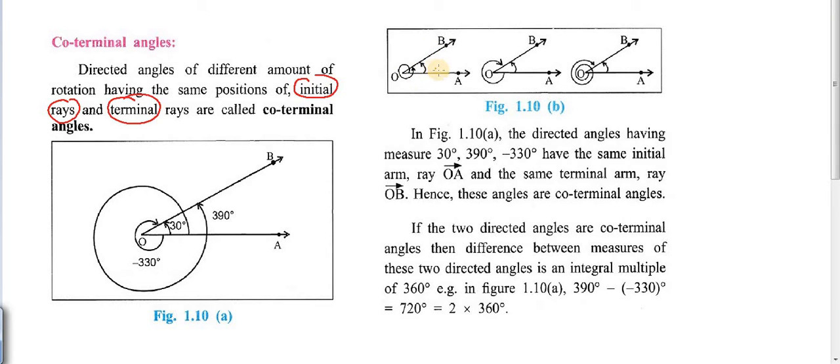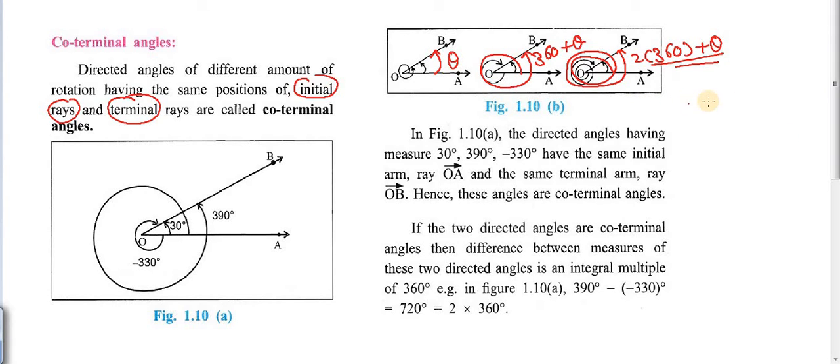Now to obtain angle AOB, there is a rotation from OA to OB, say the angle is theta. Now the same can be achieved by rotating ray OA once through 360 degrees and then again through theta. So the next angle is 360 plus theta. The same can be achieved by rotating ray OA twice through a complete rotation and then again through angle theta. So this is 2 into 360 plus theta. Now we can go on by rotating ray OA 3 times, 4 times, 5 times.